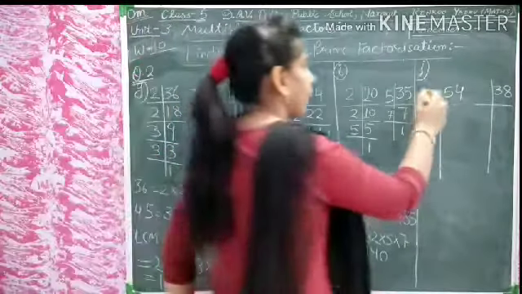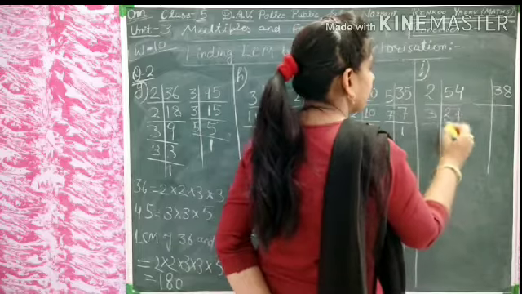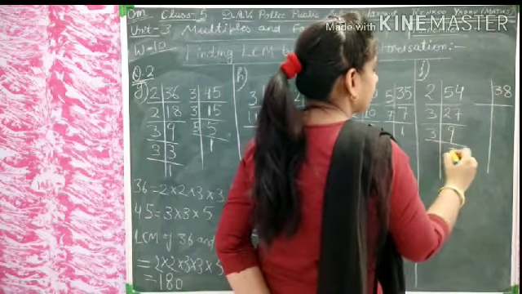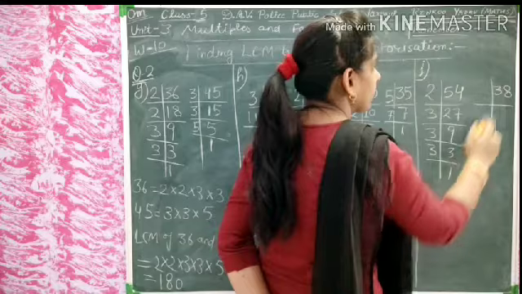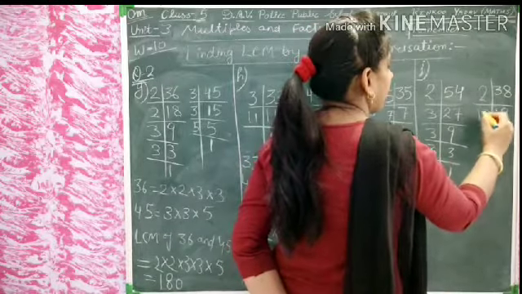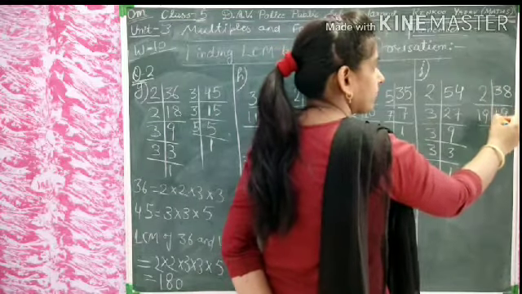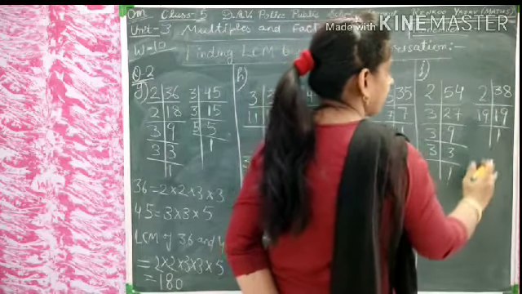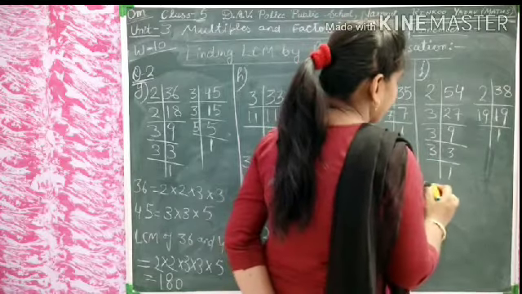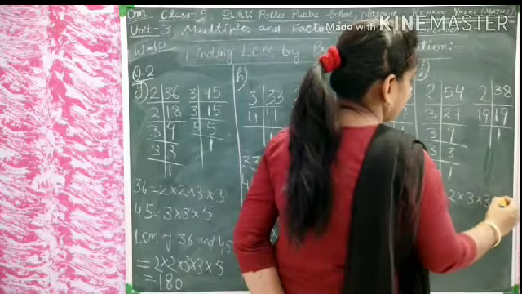Now we will have the question number 2. 2 2s are 4, 2 7s are 14, 3 9s are 27, 3 3s are 9 and 3 1s are 3. Now again it will be divided by 2. 2 1s are 2, 2 9s are 18, and 19 is a prime number, so it will be divided by 1 and itself. 19 1s are 19. So write the prime factors of 54: 2 into 3 into 3 into 3.